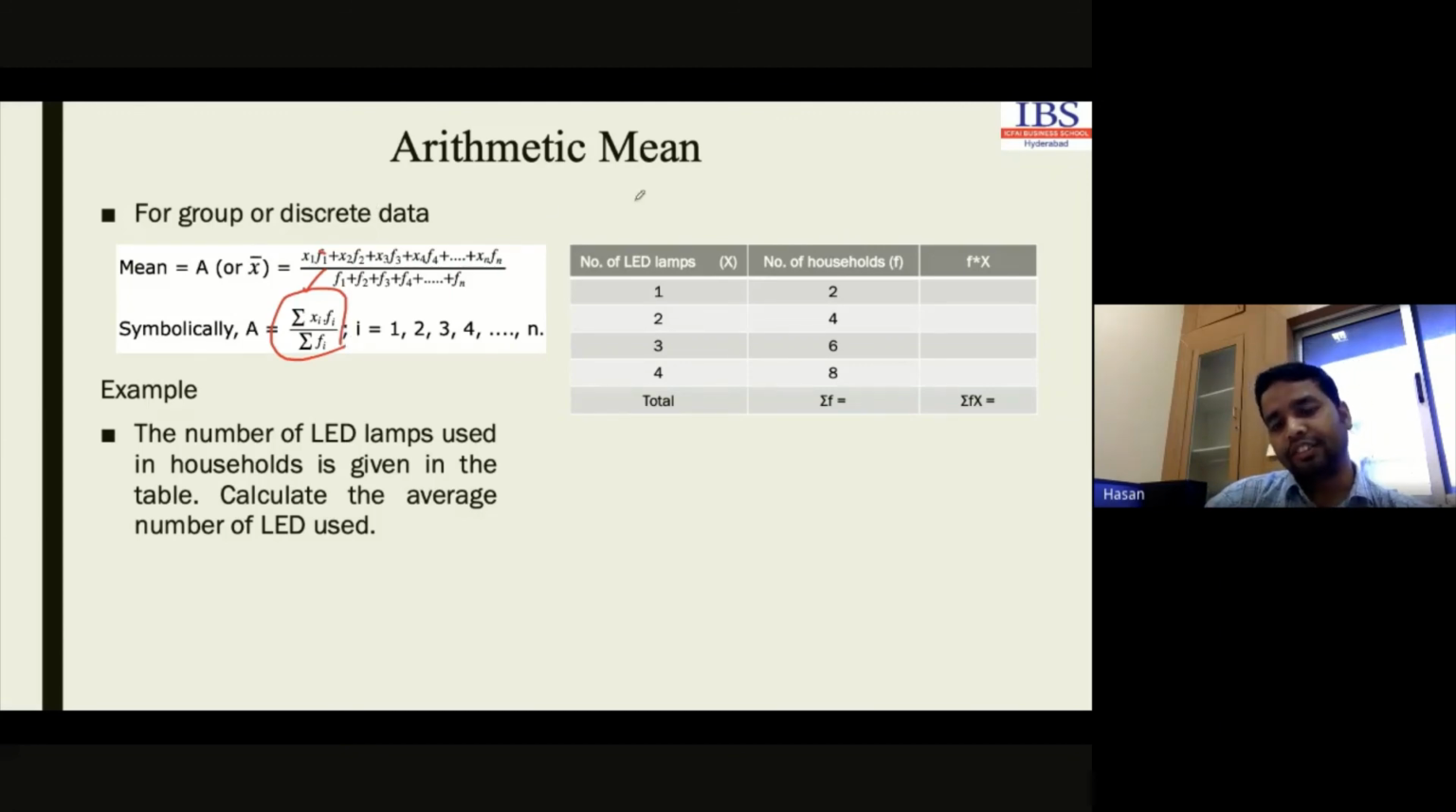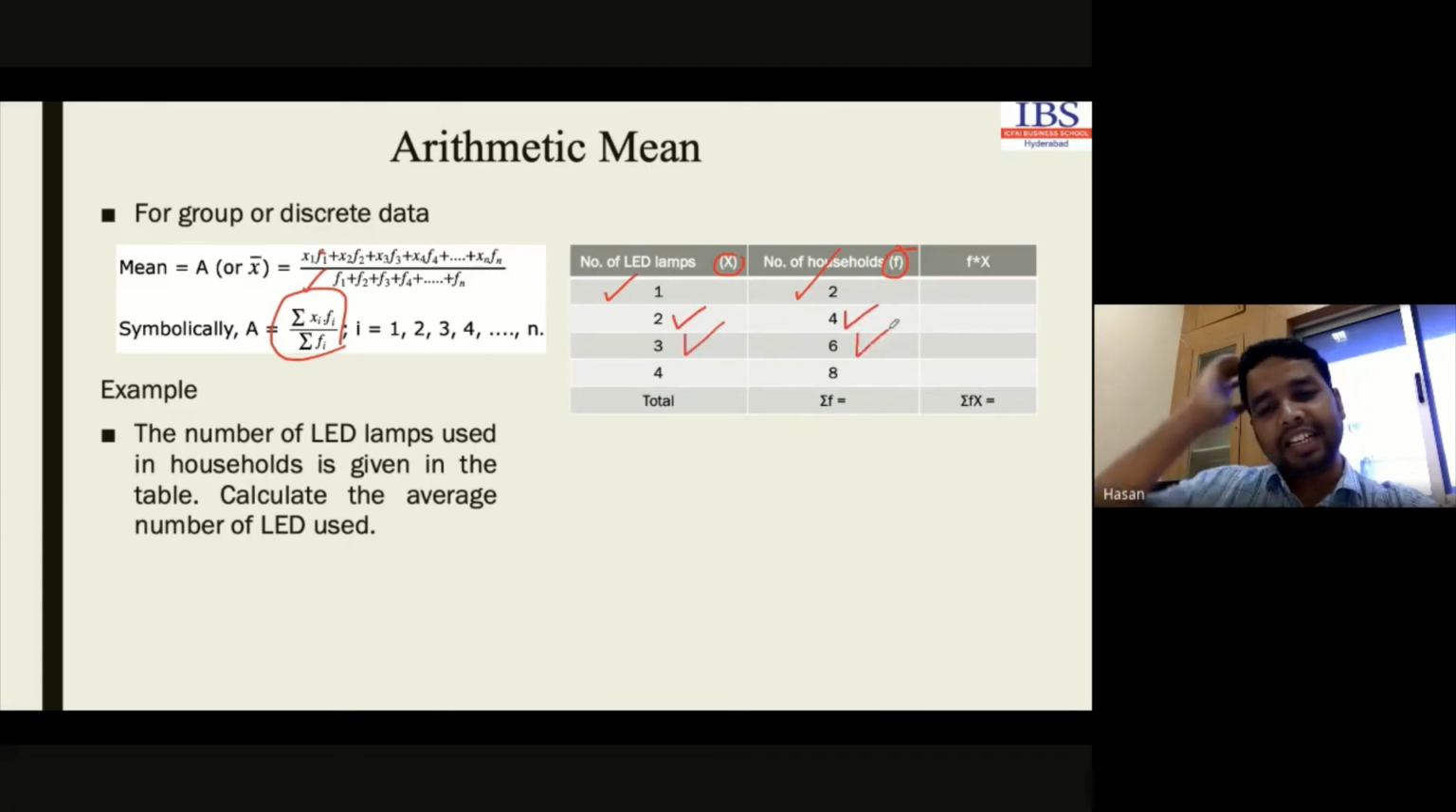If this is one LED bulb, how many households use it? 2. Now look, this is our x value and this is our frequency. Two houses used one LED bulb. For 2 LED bulbs, how many houses? This is 4. Okay, then 3 bulbs, 6 houses.